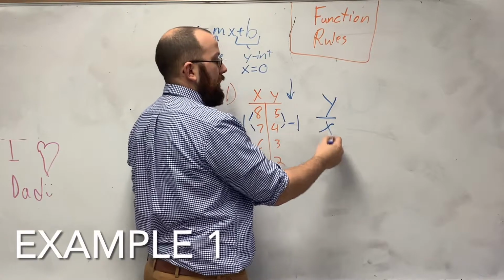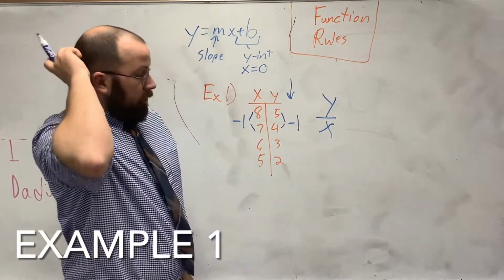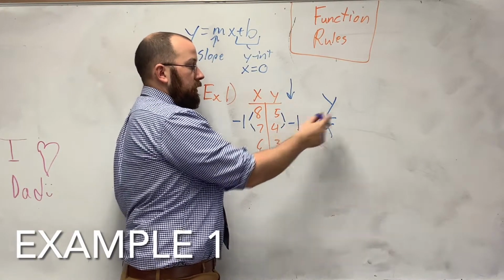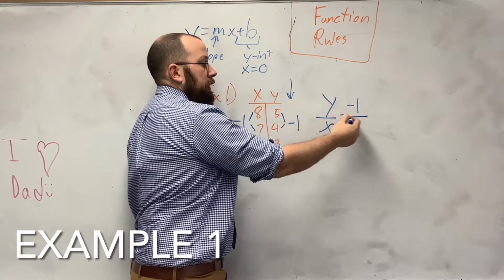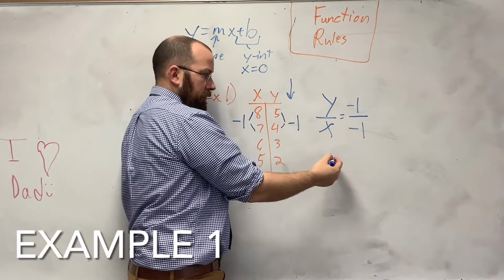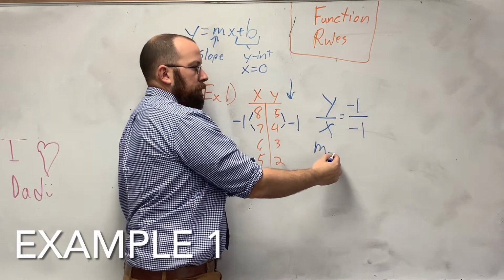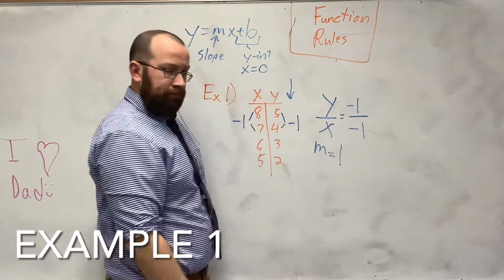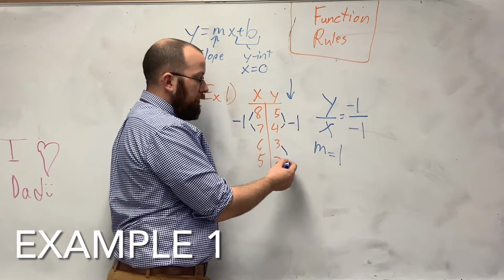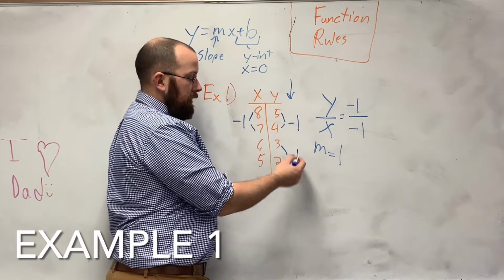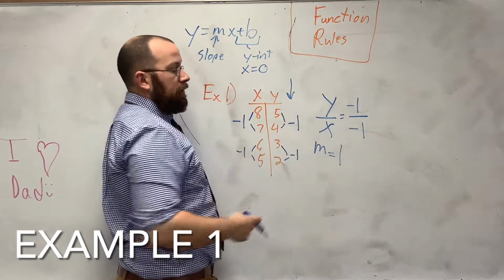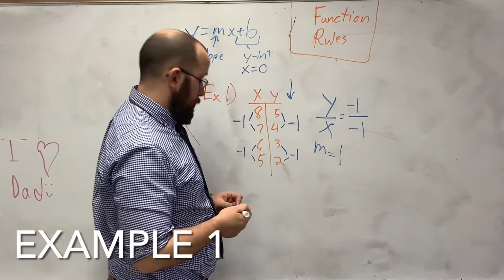Now here's the key: y over x. We're going to put what we found for y on top, and what we found for x on the bottom. Simplify it down. Our slope then is 1, or our m is 1. It's that simple. If I did it down here, how do I get from 3 to 2? I have to subtract 1. How do I get from 6 to 5? Subtract 1. Y over x, negative 1 over negative 1 gives me 1.